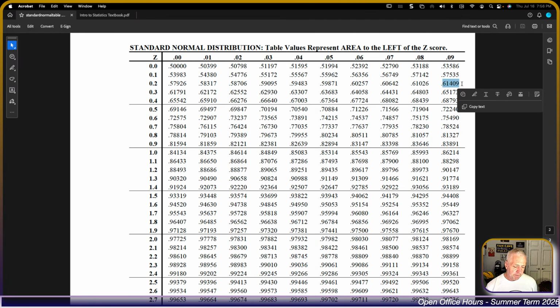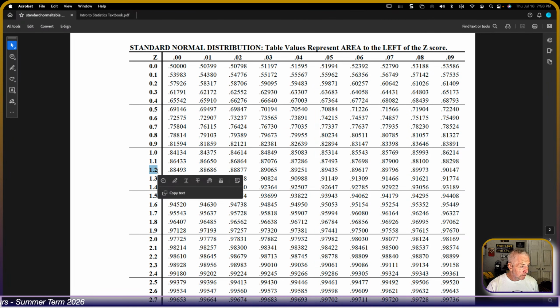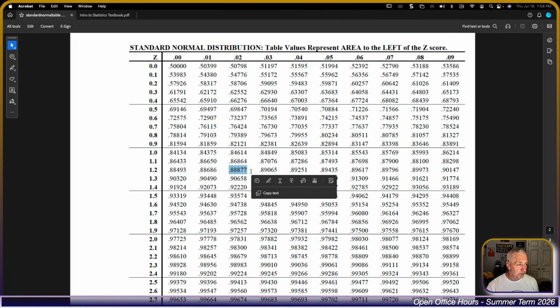Okay. Now I'm going to find the area to the left of, that was 0.29, yes. Now I'm going to find 1.22. So I've got 1.2 here, and 1.22 would be there. So it would be 0.88877.